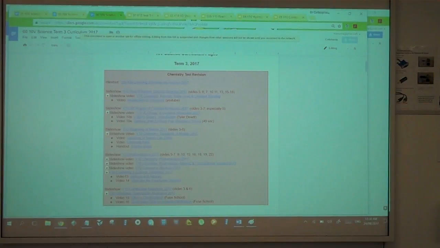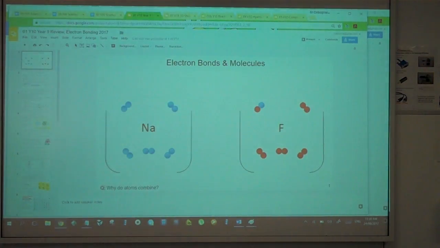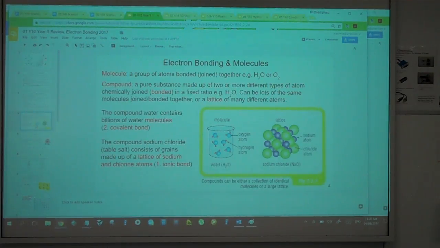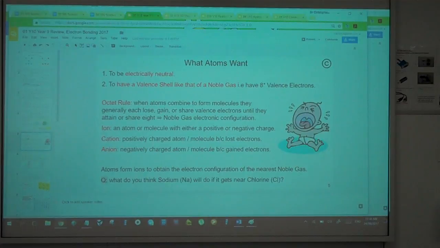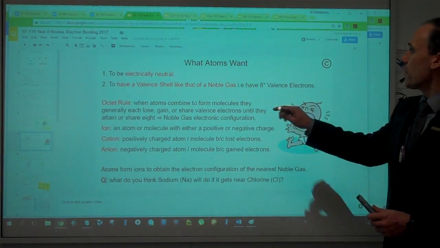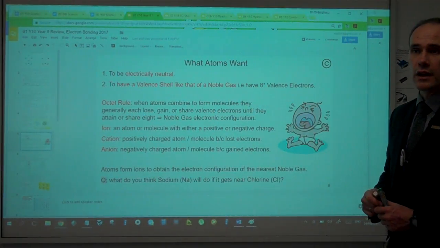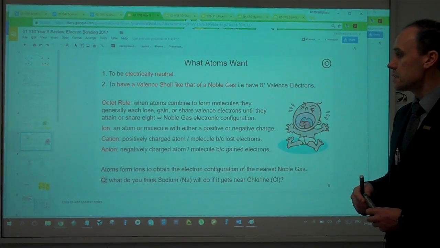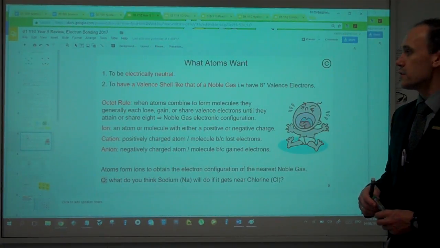Right, so for that first slideshow, there are your key learning intentions, but in terms of slides, slide 5, what do atoms want? This idea to have a valence shell like that of the nearest noble gas. So to have, ideally, 8 valence electrons.